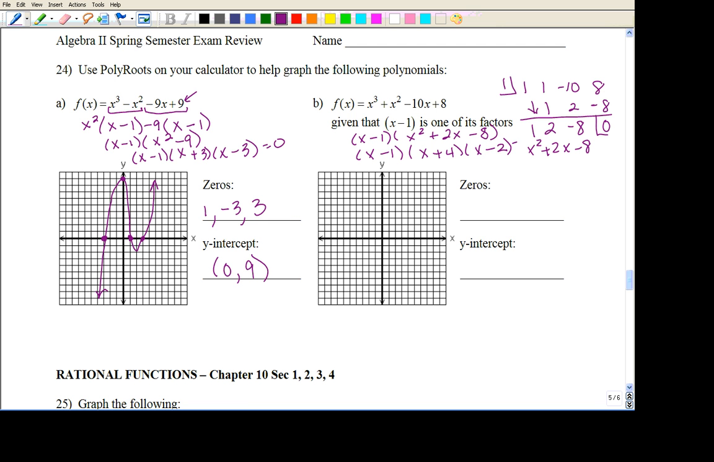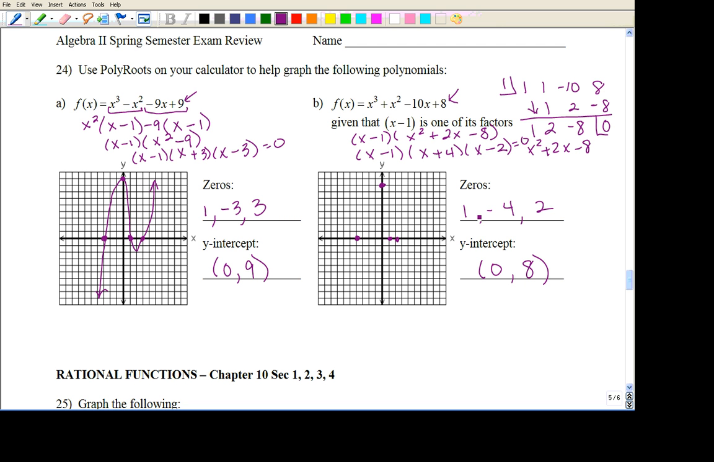If you set each of those factors equal to 0 and solve for x, for the first one you'll get x equal to 1, then x equal to negative 4, and then x equal to 2. Your y-intercept is your constant term sitting there at the end, so you'll have 0, 8. Plot the zeros on your graph at 1, 2, and negative 4. Your y-intercept is at 0, 8.